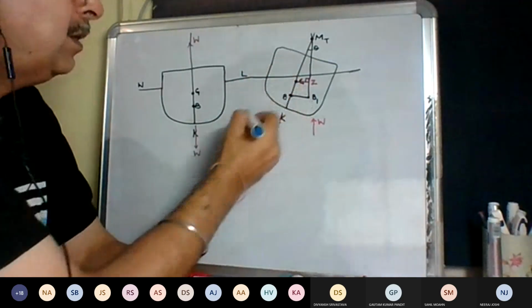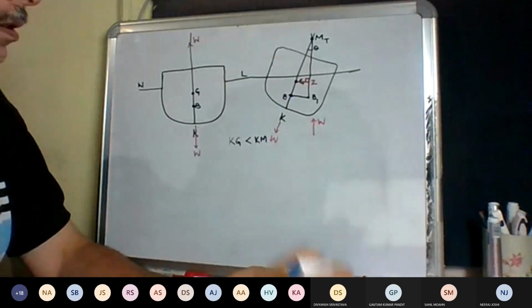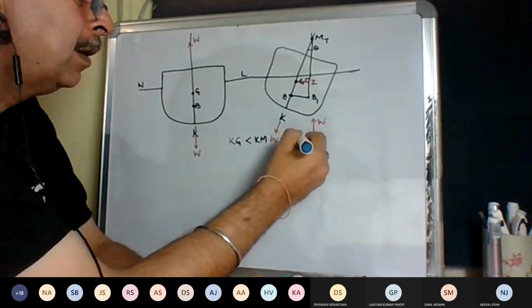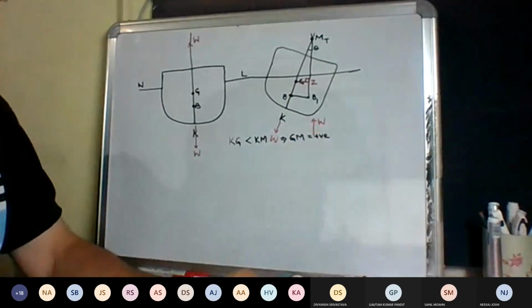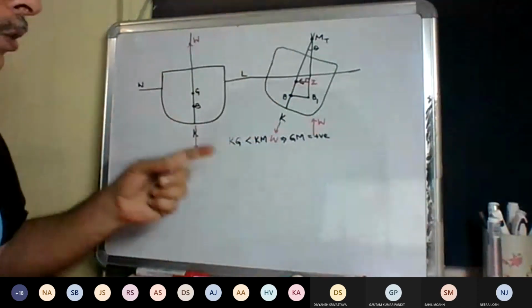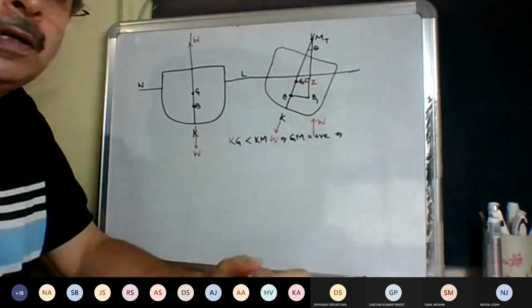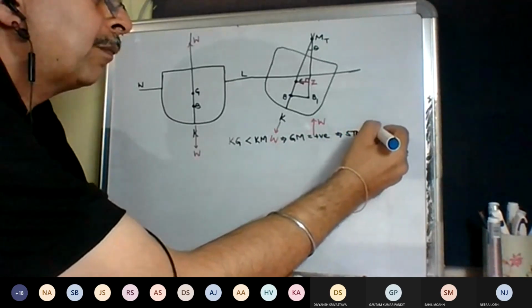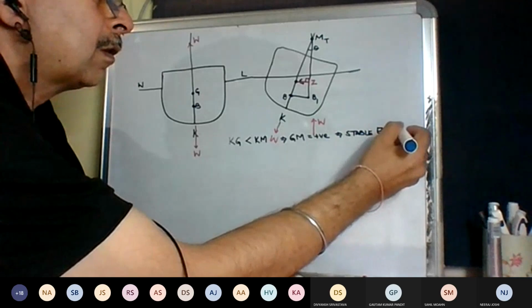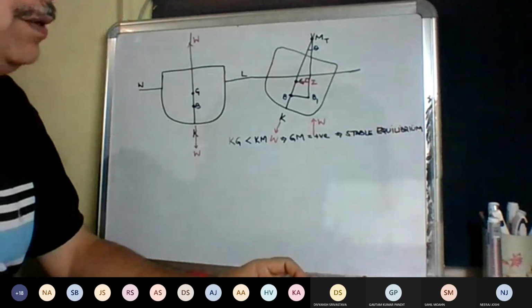ये जो when KG is less than KM, then GM is said to be positive. जब भी G, M से नीचे होगा, GM को पॉजिटिव कहेंगे, and vessel is said to be in stable equilibrium. Vessel is said to be in stable equilibrium.